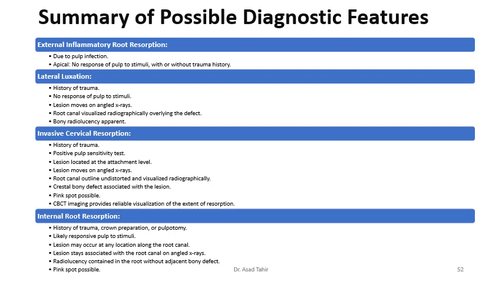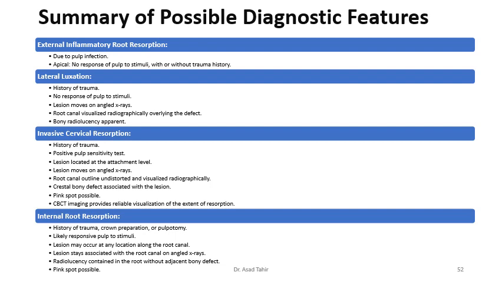Bony radiolucency apparent. Invasive cervical resorption. History of trauma. Positive pulp sensitivity test. Lesion located at the attachment level. Lesion moves on angled X-rays. Root canal outline undistorted and visualized radiographically. Crestal bony defect associated with the lesion. Pink spot possible. CBCT imaging provides reliable visualization of the extent of resorption.